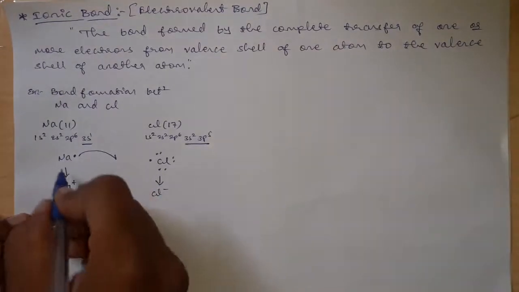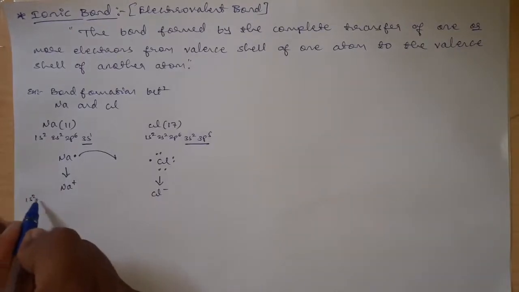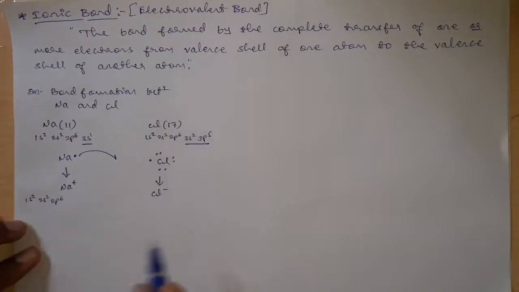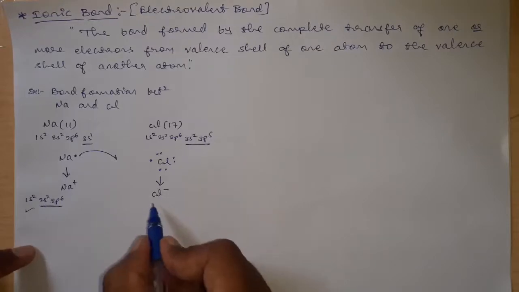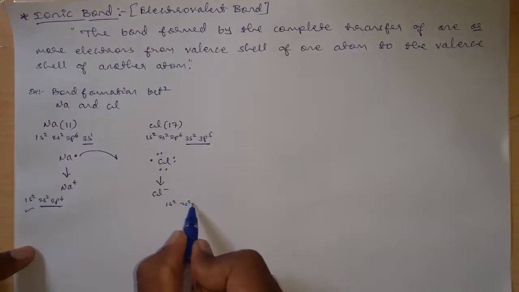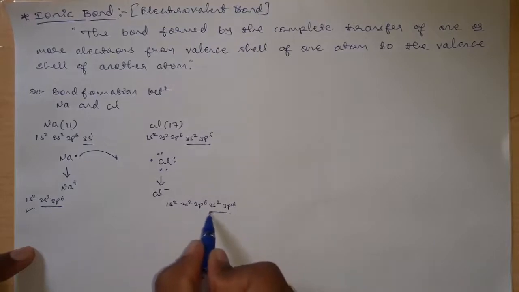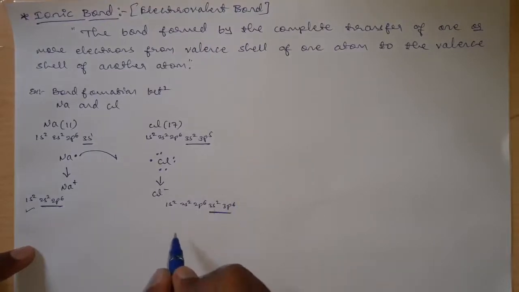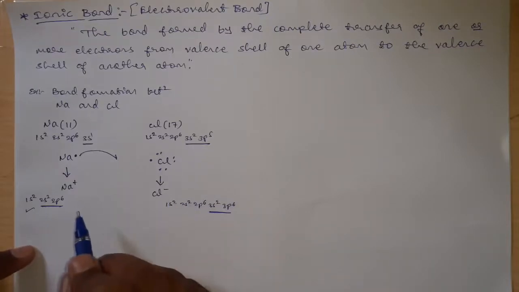Now I will write again the electronic configuration for Na+ and Cl-: 1s2, 2s2, 2p6. Now this 2s, 2p becomes the valence shell, and according to the octet it has 8 electrons, therefore it is stable. After gaining one electron, chloride becomes 1s2, 2s2, 2p6, 3s2, 3p6. This 3s, 3p now has 8 electrons. Both atoms get their octet and are now stable.